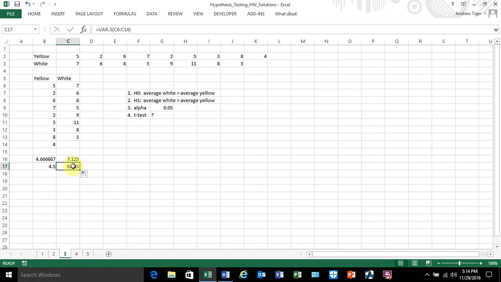The variance is more, but is it statistically more? Usually you use a ratio, so we're looking at the ratio of the variance of the white over the variance of the yellow, and we're assuming that it's 1. If they were the same, then the ratio would be 1, and we're going to try to prove that the variance of the white over the variance of the yellow is greater than 1.